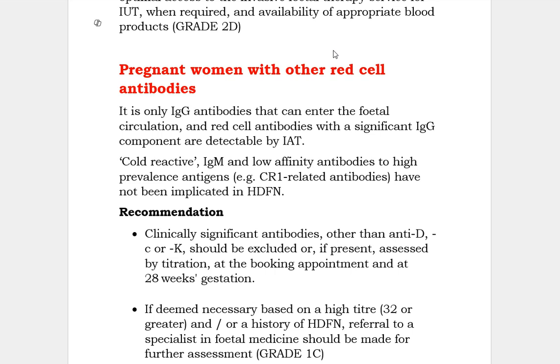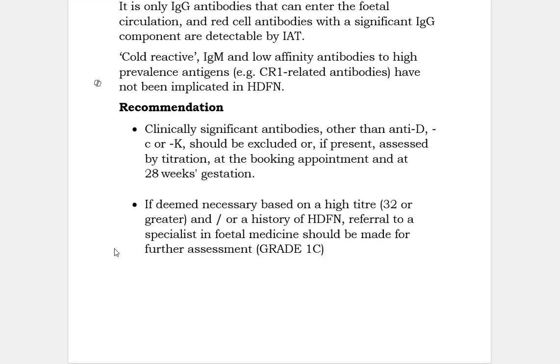Grade 2D. Pregnant women with other red cell antibodies. It is only IgG antibodies that can enter the fetal circulation, and red cell antibodies with a significant IgG component are detectable by IAT. Cold reactive, IgM and low affinity antibodies to high prevalence antigens, e.g. CR1-related antibodies, have not been implicated in HDFN.